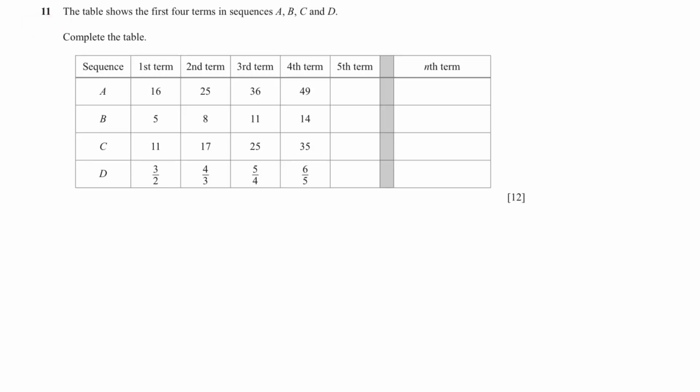Question number 11. The table shows the first 4 terms in sequences A, B, C, D. Complete the table. Let's start with A. This is 16, 25, 36, 49. What do you notice? That all these numbers are square numbers. So after 49, what is the square number? 64.